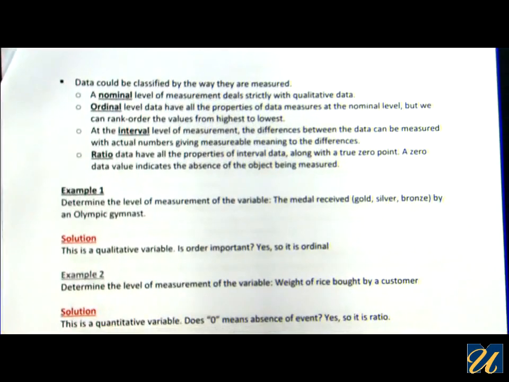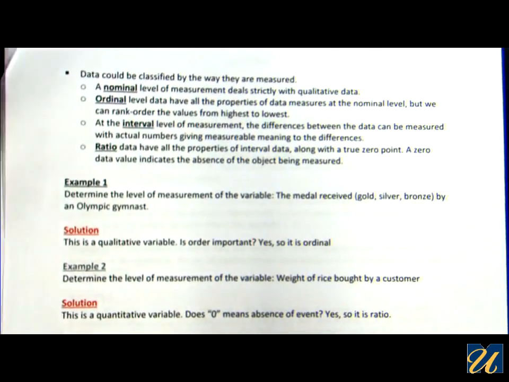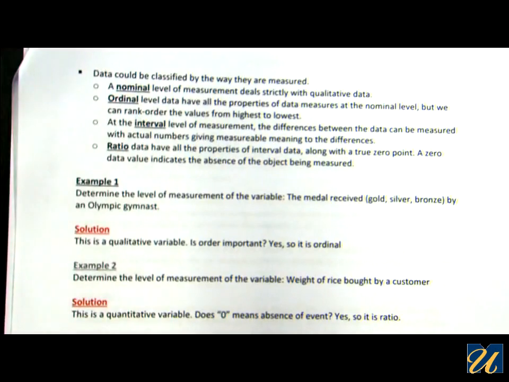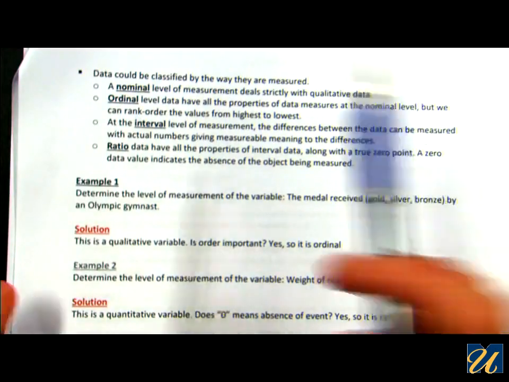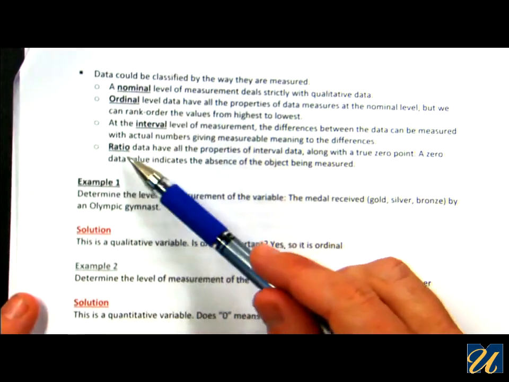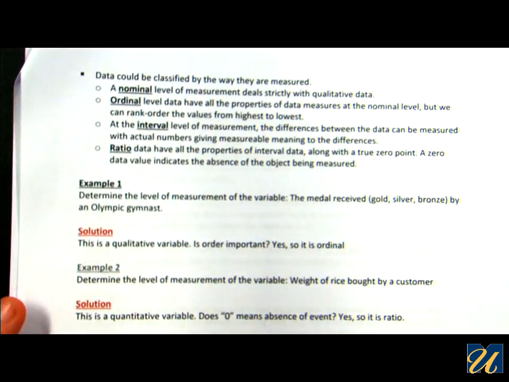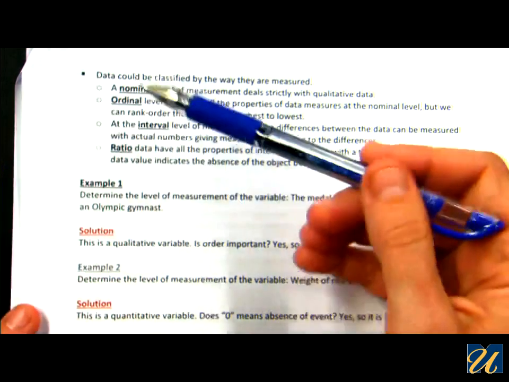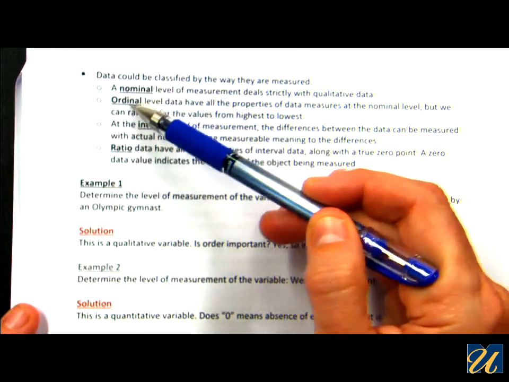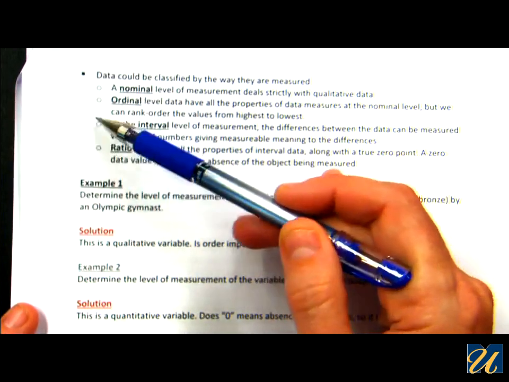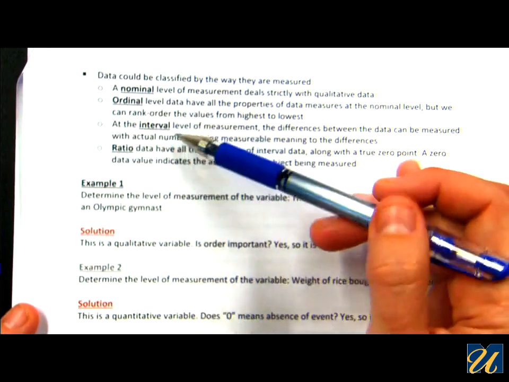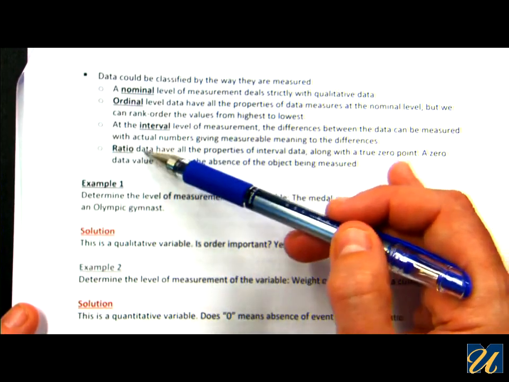As far as the scale of measurement goes, data can be classified as nominal, ordinal, interval, and ratio. When you have qualitative data, the scale of measurement will either be nominal or ordinal. When you have quantitative data, the scale of measurement used is either interval or ratio.